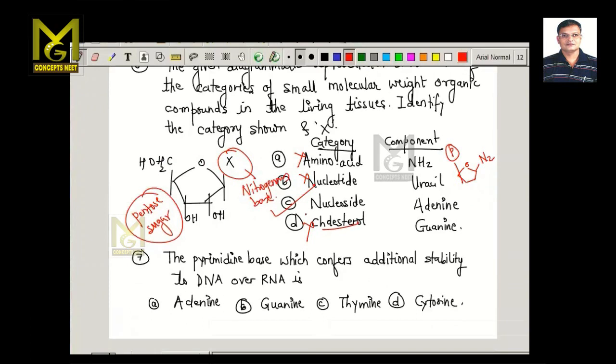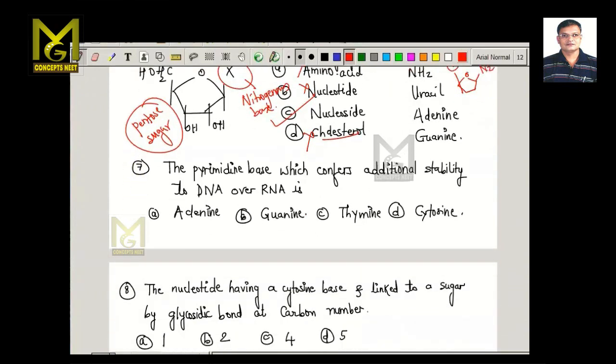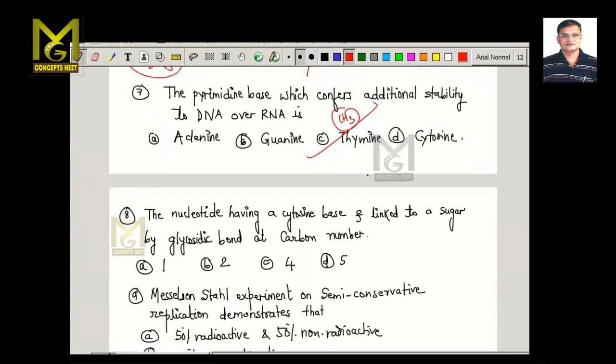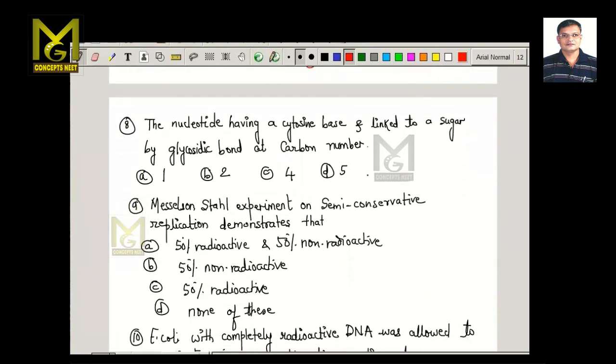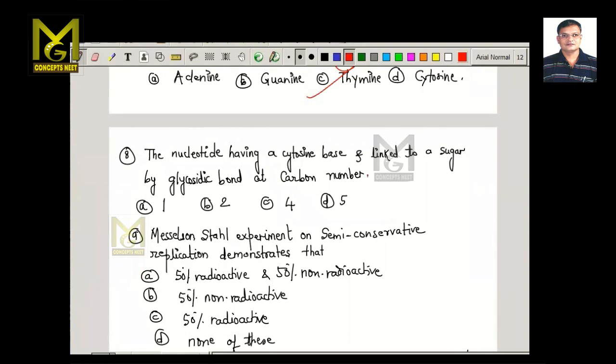The pyrimidine which confers additional stability to DNA over RNA. Now, thymine is methylated, and because of this methylation, thymine gives additional stability to the DNA molecule. So the correct answer in this case is C.